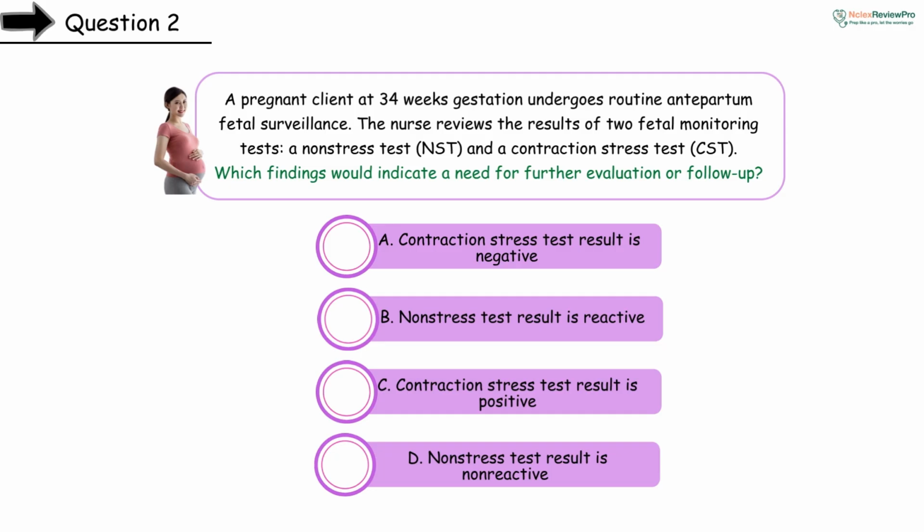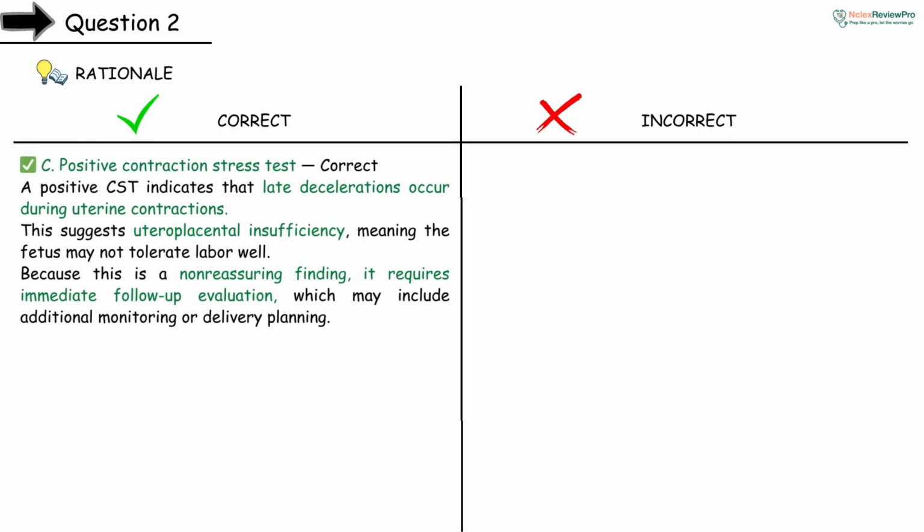The correct answers here are option C and option D. Let's break down why these are correct. Option C, positive contraction stress test. A positive CST means that late decelerations occur during contractions, and this is the key concern.